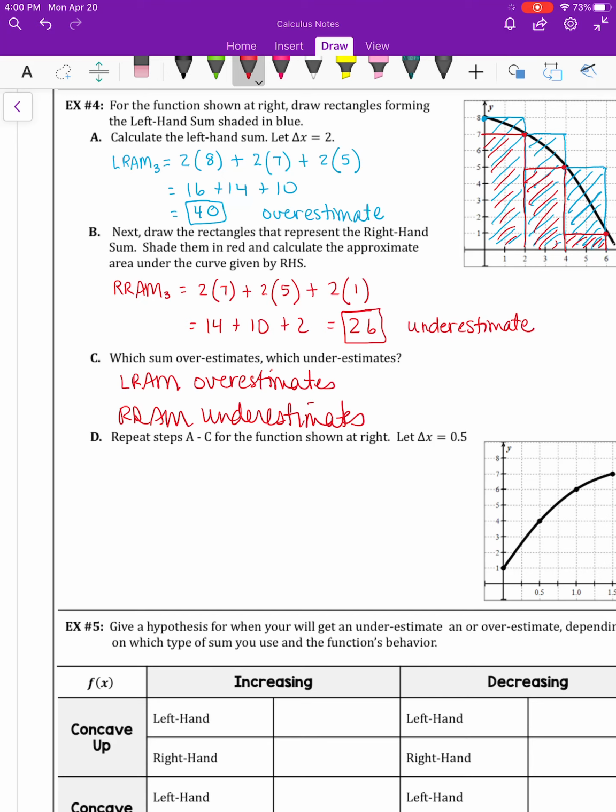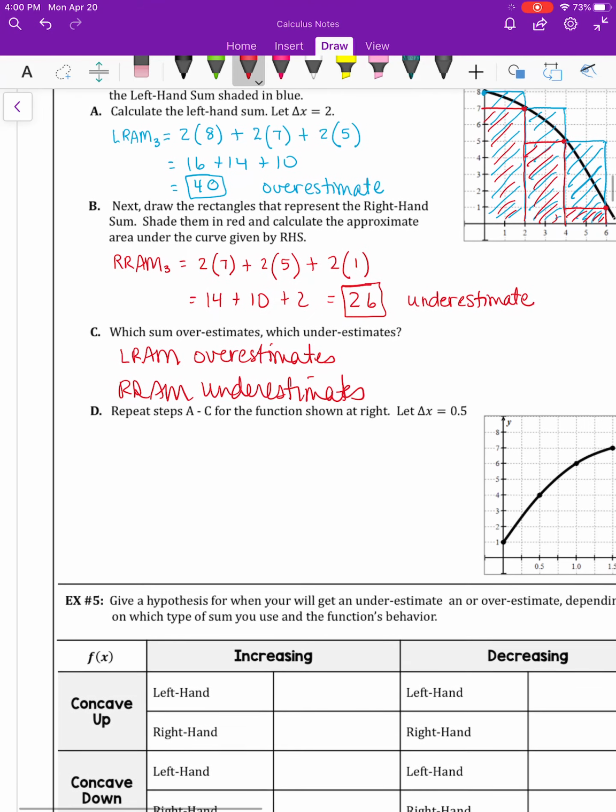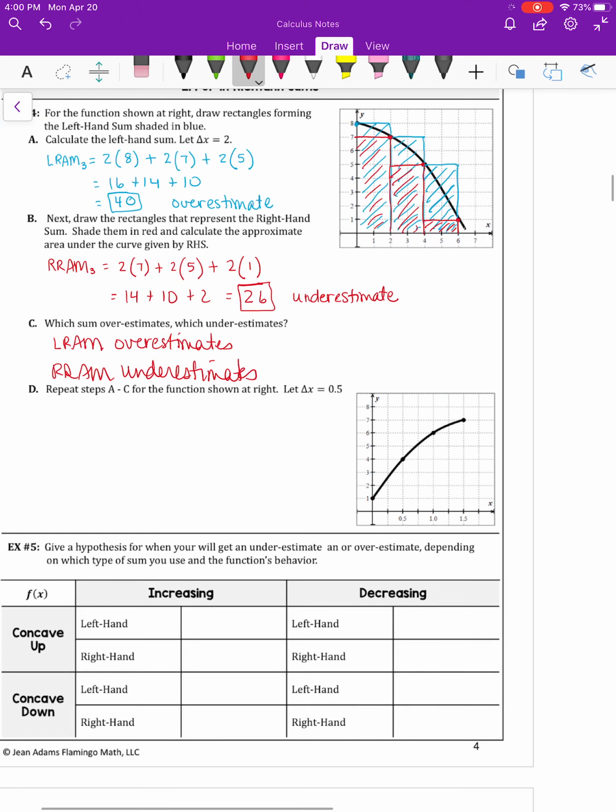So LRAM overestimates and RRAM underestimates.